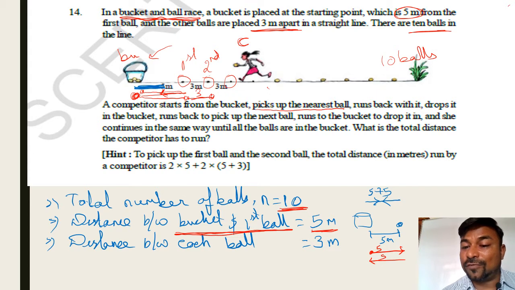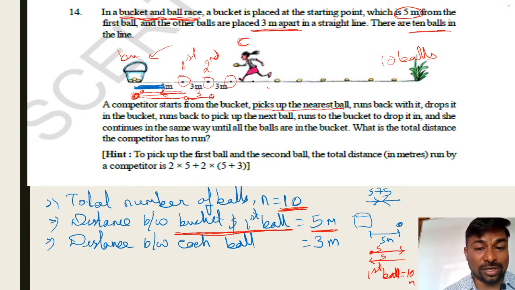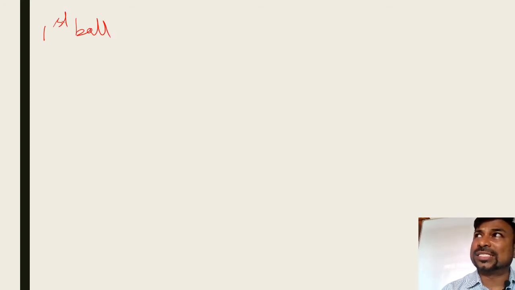So totally for the first ball, what is the distance she is traveling? 10 meters. For the first ball itself, she is traveling 10 meters. Now let us go for the figure. Let us write it down clearly. First ball, right? What is the distance she has traveled? Let us go like that.